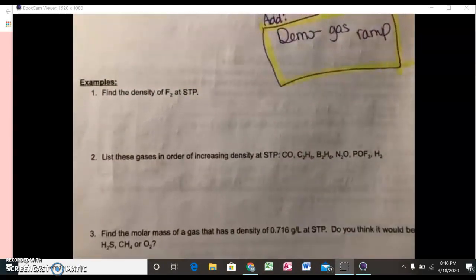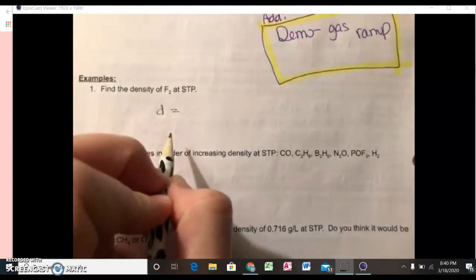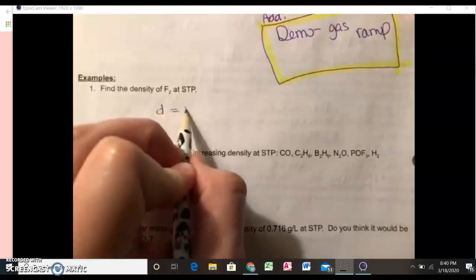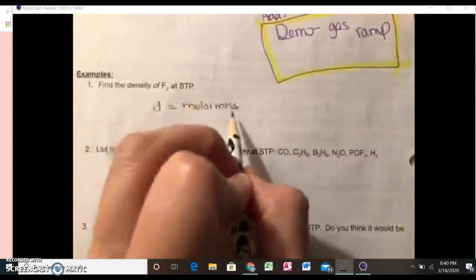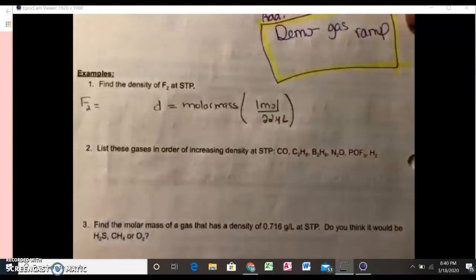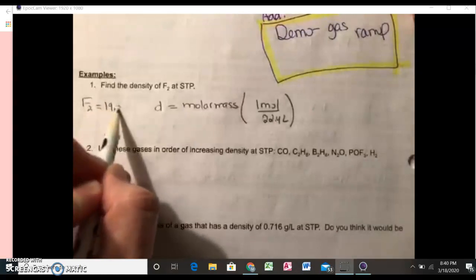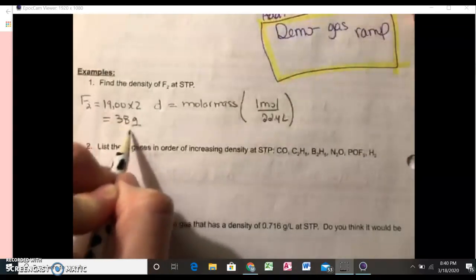We are being asked to find the density of fluorine at STP. So based off of that equation, density is going to equal the molar mass, multiplied by 1 mole over 22.4 liters. If we think about fluorine, don't forget that it's diatomic, and so we're technically doing 19.00 times 2. Whenever we do that, we get 38 grams per mole.